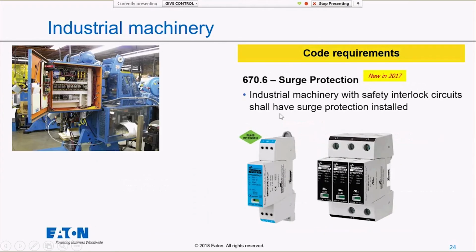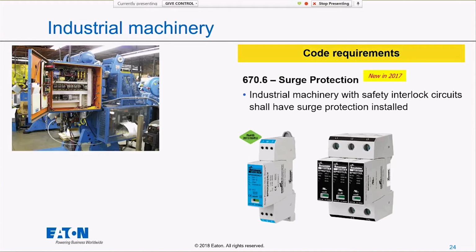And then the last thing, so they added in 2017, for anyone on here who is building industrial machinery: if you build industrial machinery with safety interlock circuits, you must have surge protection installed. So if you have a safety interlock circuit, right, that's going to obviously be an electrical safety interlock, then you must have surge protection. This is the way it was worded in 2017, which is really vague. It doesn't tell you where the surge protection needs to be. Does it have to be only on the safety circuit? Does it have to be on the whole panel?